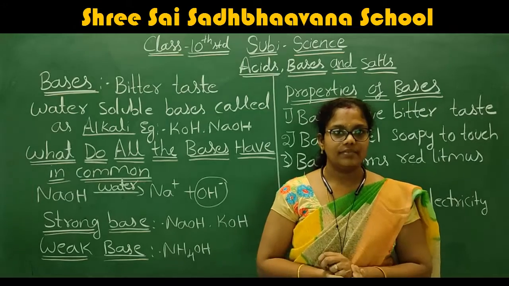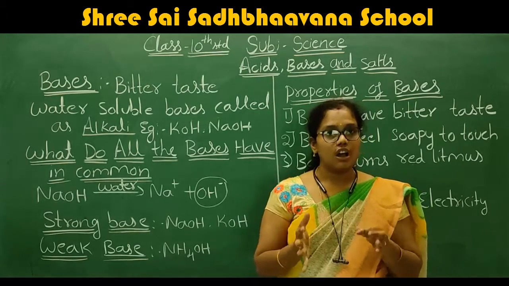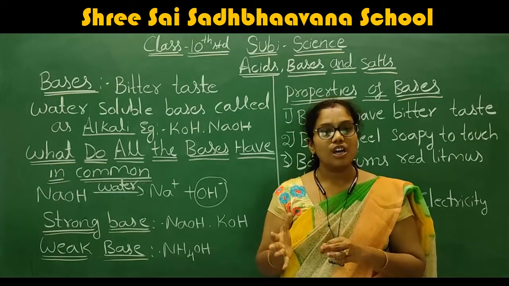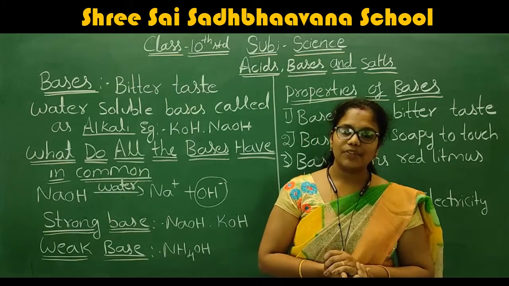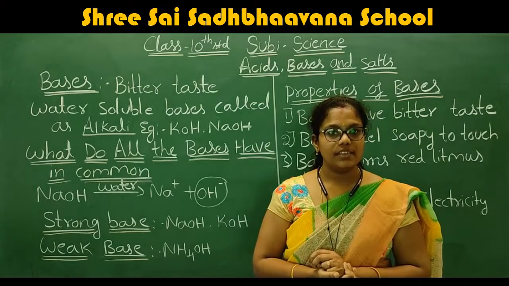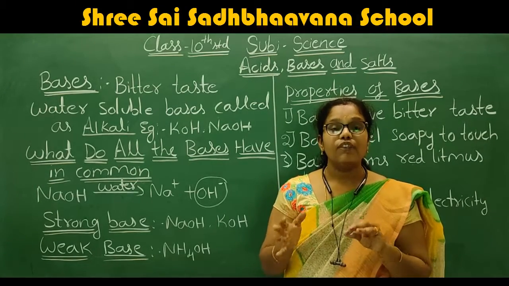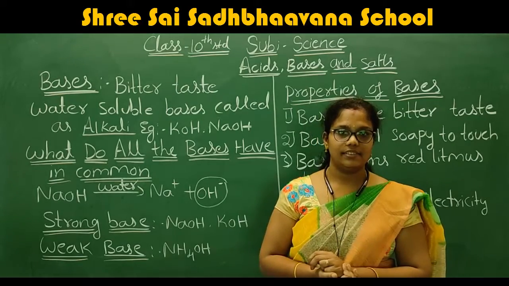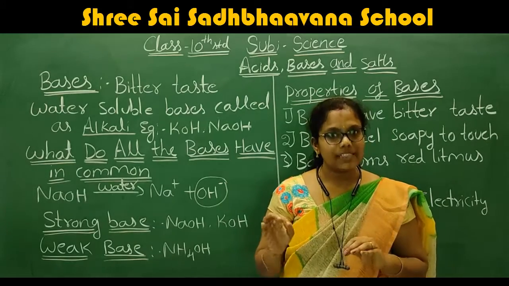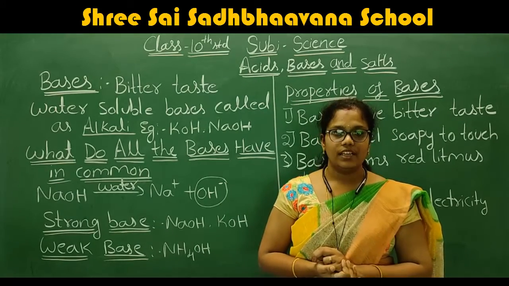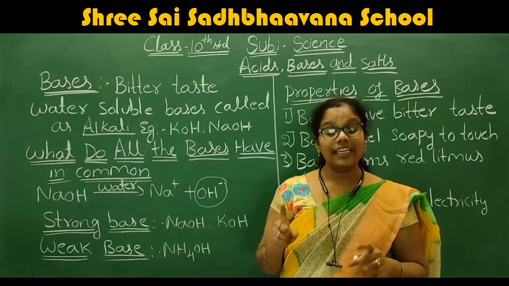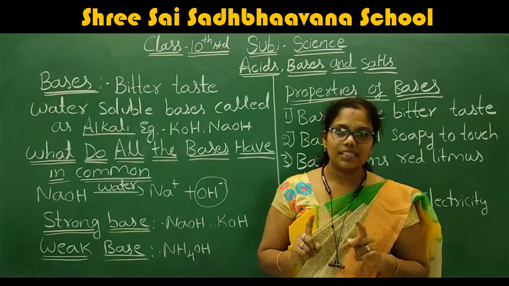Therefore, what are weak bases? The substances which partially ionize, that type of bases we call weak bases. What are weak bases? The bases which ionize incompletely. If you see NH4OH, it ionizes to NH3 plus and H2O. Again that H2O ionizes to H plus and OH minus.